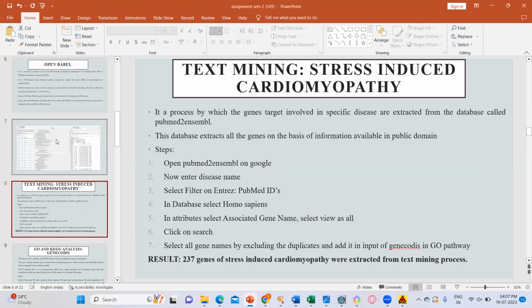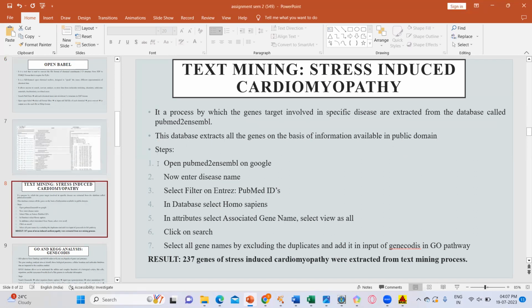So this was the step till the chemical search, and now we'll start with the actual text mining process, in which the genes targeted in a specific disease are extracted from the database called PubMed2Ensembl. This database extracts all the genes on the basis of information available in the public domain.